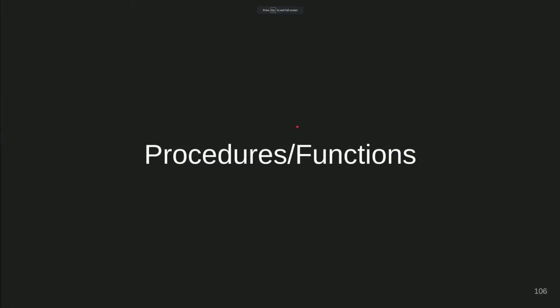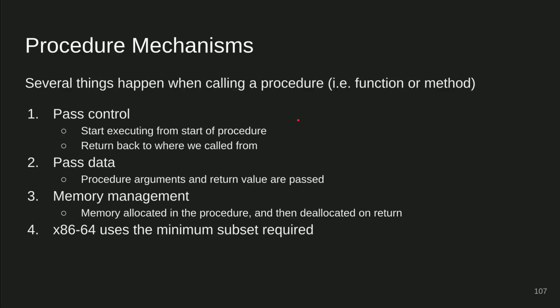Okay. Last topic on assembly is procedures and functions, and this is something that's useful for you to understand because it relates to some of the memory stuff that we talk about, okay? So this is how procedures work. Procedure is just another name for a function or a method, depending on how you've learned about it, right? So when you call a procedure, so function or method, you're passing control around, so you're changing where the program's executing from, and then you want to return back to where you're called from.